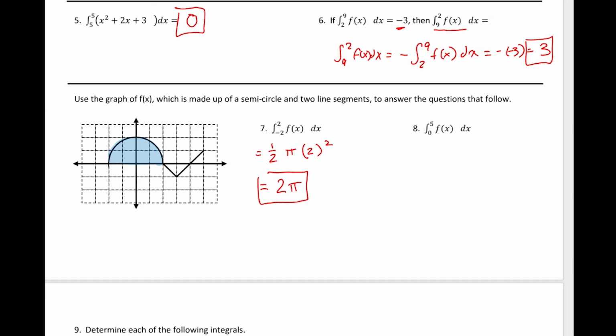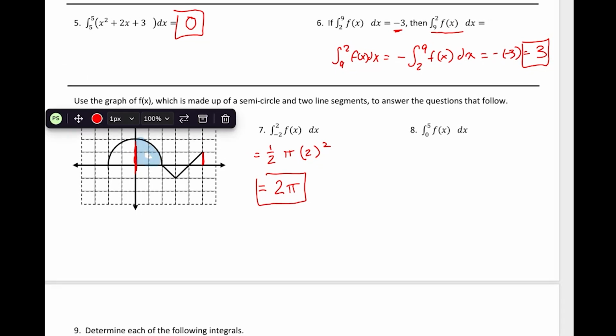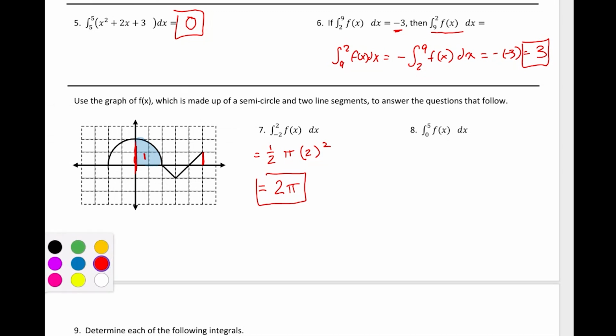Now the next question is asking us to go from 0 to 5. So 0 is the y-axis, and 5, let's see, 1, 2, 3, 4, 5. Okay, so we're going to have to be a little careful here. We're going to want the area right here, this little quarter circle, which really should just be half of what we got previously. So we got 2 pi on number 7, so let me just go ahead and label this. This is just going to be pi units right here. Then we also want the area underneath right here, this little triangle here, but we will consider that area negative.